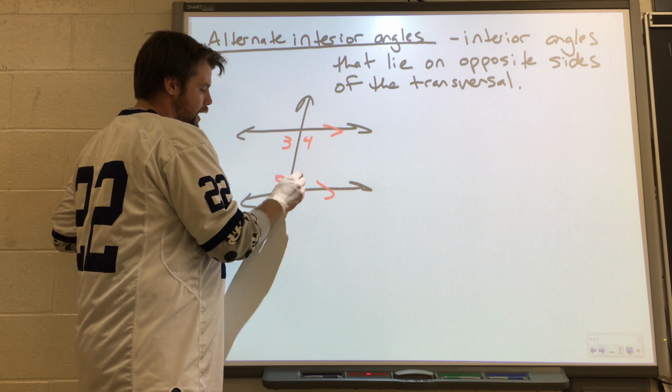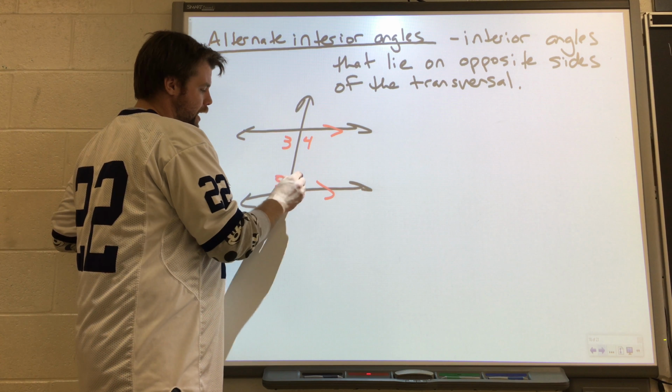Here's your transversal, and on the interior, we got angle 3 on this side and angle 6 on that side. That is a pair of alternate interior angles. And then we also have angle 4 and angle 5. Those are also alternate interior angles. So 3 and 6 are a pair, and 4 and 5.